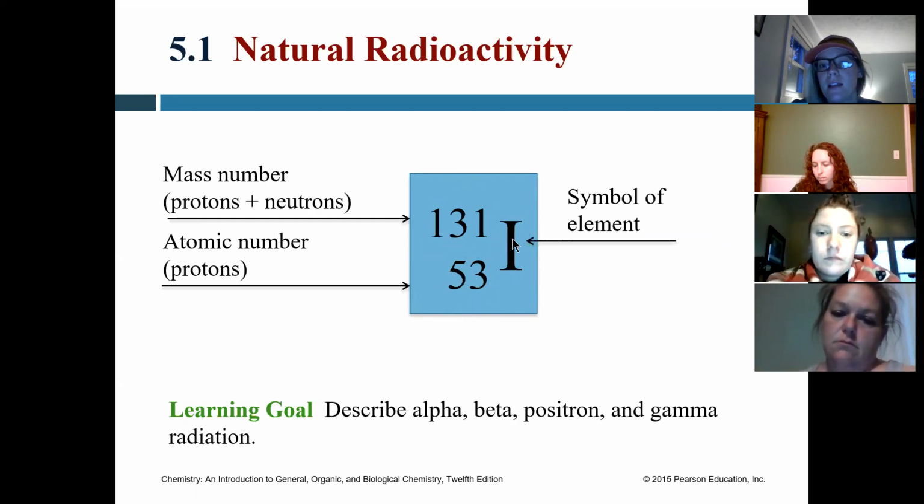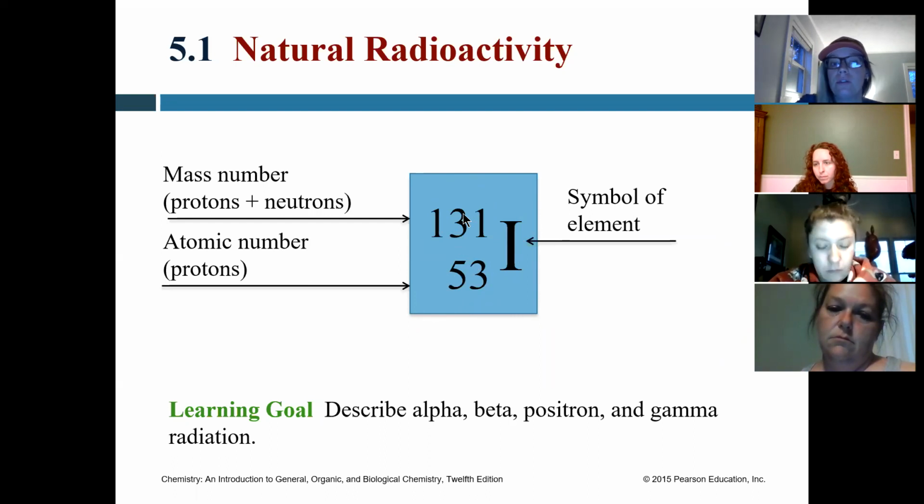This number here is always the same if it's iodine, right? If it's iodine, it has to have 53 protons. This number can change though. We could pack it with neutrons, making it heavier or lighter, depending on what direction it goes.